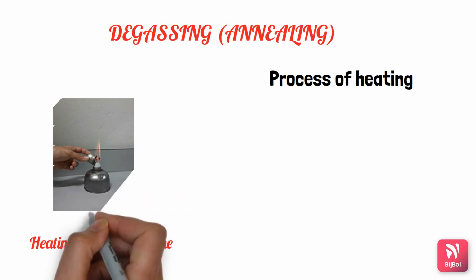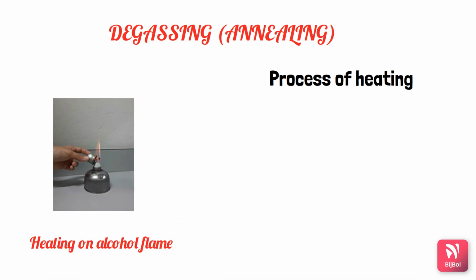It can be done by heating over an open alcohol flame or in a mica tray over the alcohol flame. The pieces should be placed in the mica tray far away from each other so that it will prevent the gold pieces from sticking to each other.